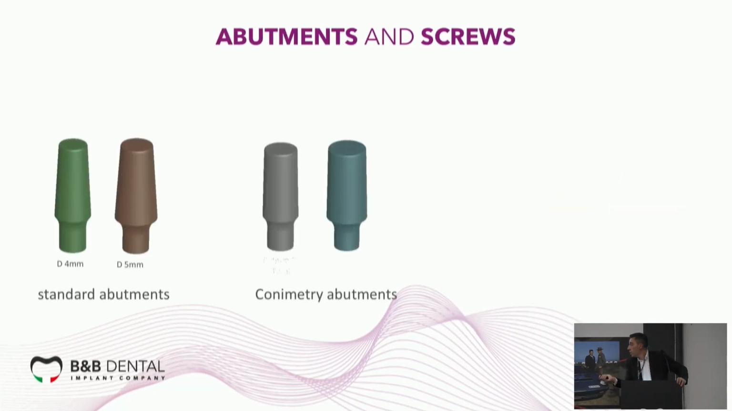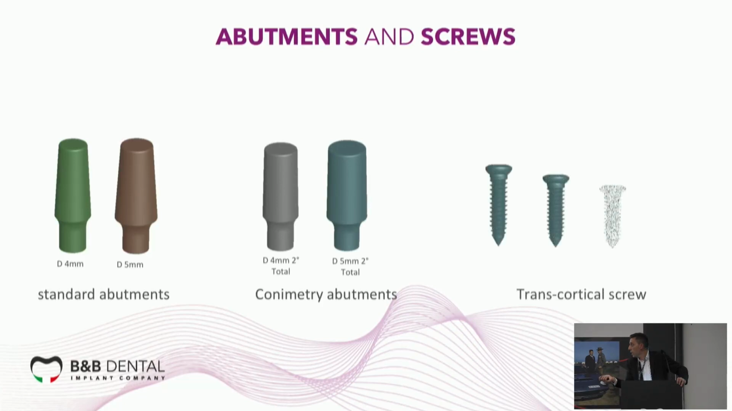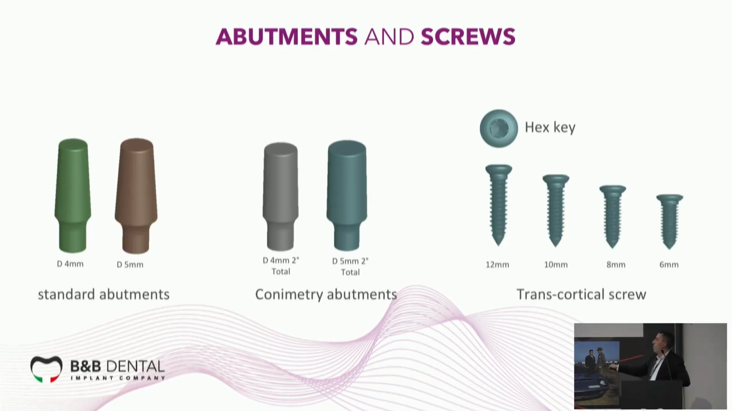These are the components: abutments, 4 millimeter and 5 millimeter for the anterior parts and posterior parts. Conometric abutments, 2 degrees total, and the screws, the transcortical screws. 12 millimeter, 10, 8, 6 millimeter total length of the screws. The working part is 2 millimeters less: 10, 8, 6, 4 millimeter. And the hexagonal key, if you use our implant, you already have the hexagonal key.